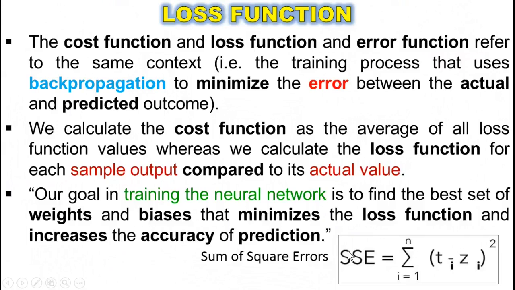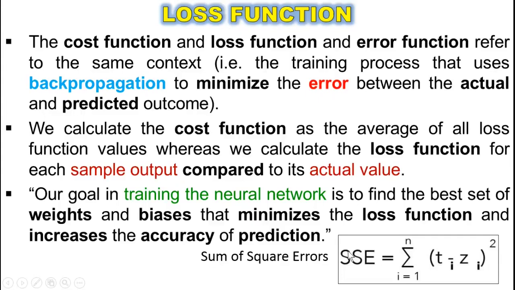The cost function, loss function, and error function refer to the same context. For example, the training process uses backpropagation to minimize the error between the actual and predicted outcome. We calculate the cost function as the average of all loss function values, whereas we calculate the loss function for each sample output compared to its actual value. Our goal in training the neural network is to find the best set of weights and biases that minimizes the loss function and increases the accuracy of prediction.